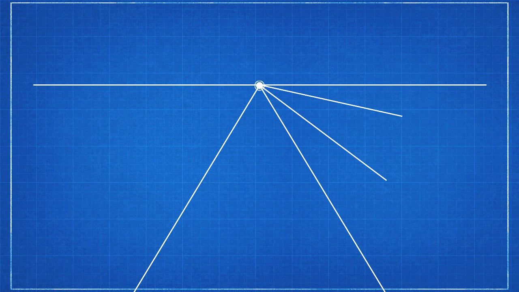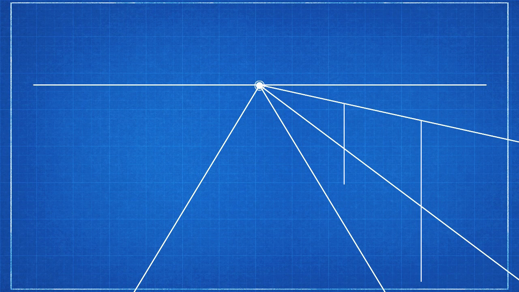Let's draw a simple sign now. You see that I draw all the lines necessary to make it, but then erase the parts that I don't want. This ensures that the lines of my sign stay consistent with my linear perspective.